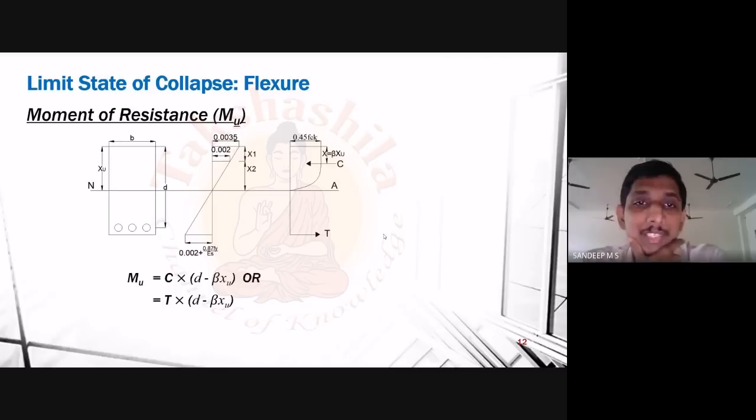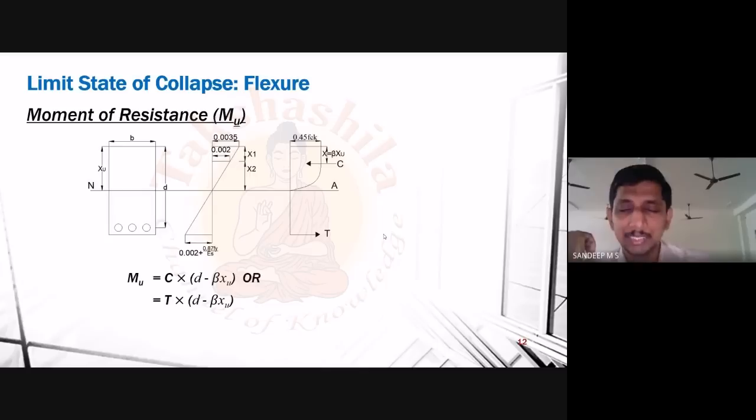We have seen that in limit state of collapse in flexure, we will be having two types of problems. One is the analysis type of problem, where we are supposed to find out the actual capacity of a section. The dimensions will be prefixed, so we have to check whether the capacity of the section is enough to carry the external moments. And secondly, we will be having a design type of problem, where we have to finalize the dimensions and the amount of steel that should be provided in the section.